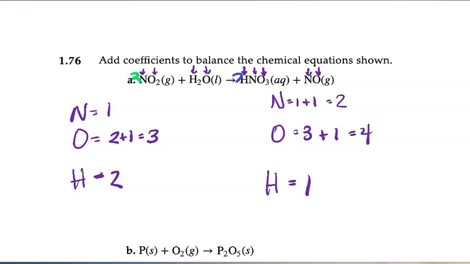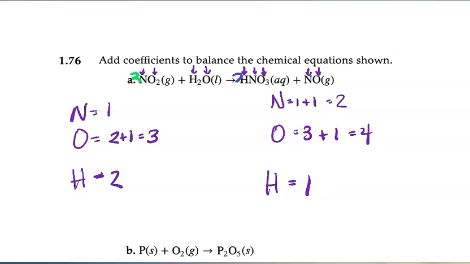Hydrogen, I only have 1. So I know now that I'm going to have to bring up my oxygen and my hydrogen. Okay, so what are we going to do? Well, we're looking for elements. When you're trying to decide what to do first, you want to look for elements that are only in one place on one side of the equation.